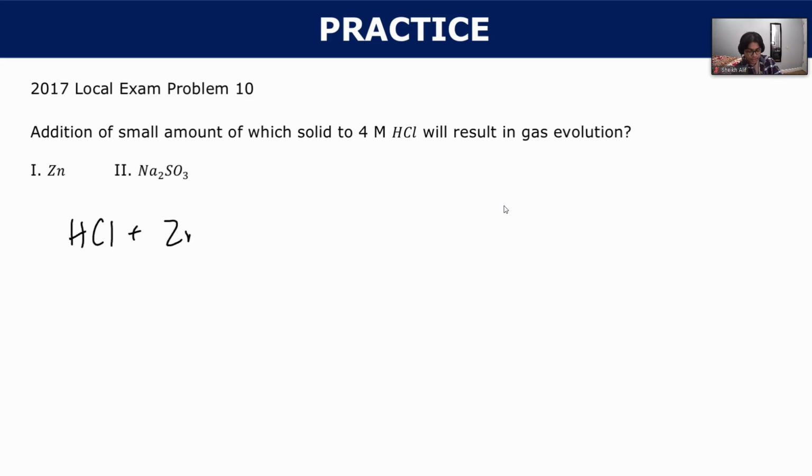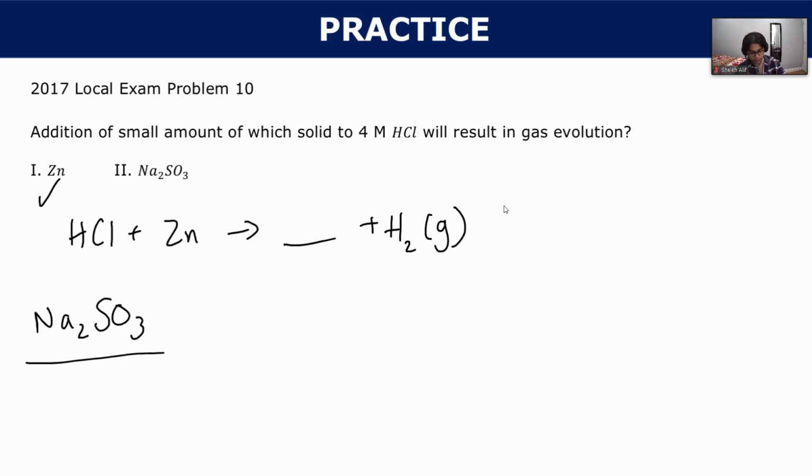And coincidentally, we literally just did this. We know that something's going to form, but really what we care about is the hydrogen here. Hydrogen's going to be left on its own, and it's a diatomic molecule, and it is a gas at room temp at its standard state. And therefore, we are going to have a gas evolution if you react zinc with hydrochloric acid. So 1 is going to work. Let's take a look at 2.